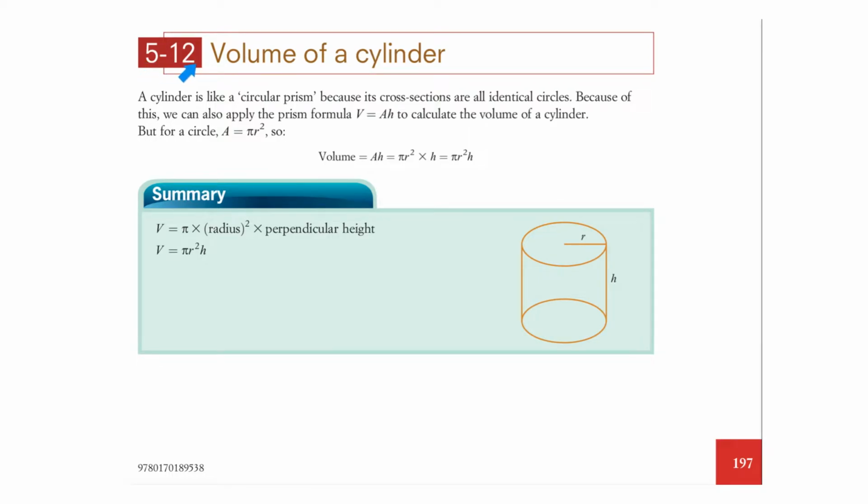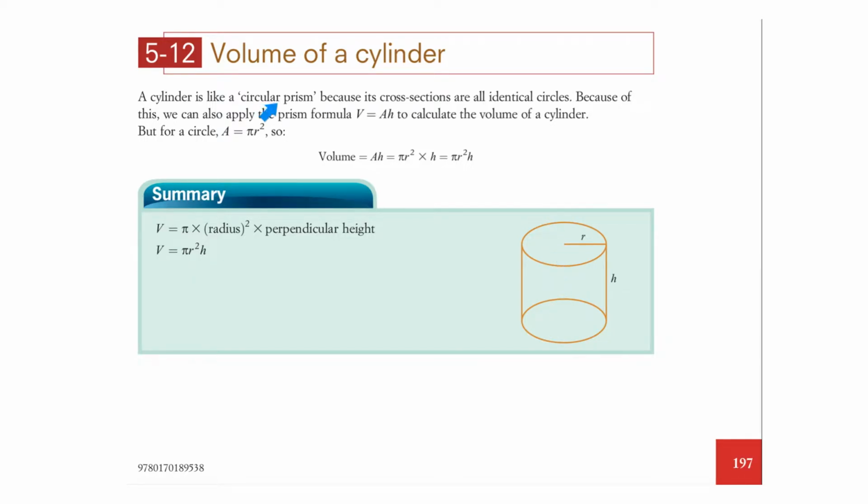Section 5.12 from your textbook. Volume of a cylinder. A cylinder is like a circular prism because its cross sections are all identical circles. So that circle at the bottom is just like a bunch of circles of the same size on top of each other. And that way we can work out the volume.